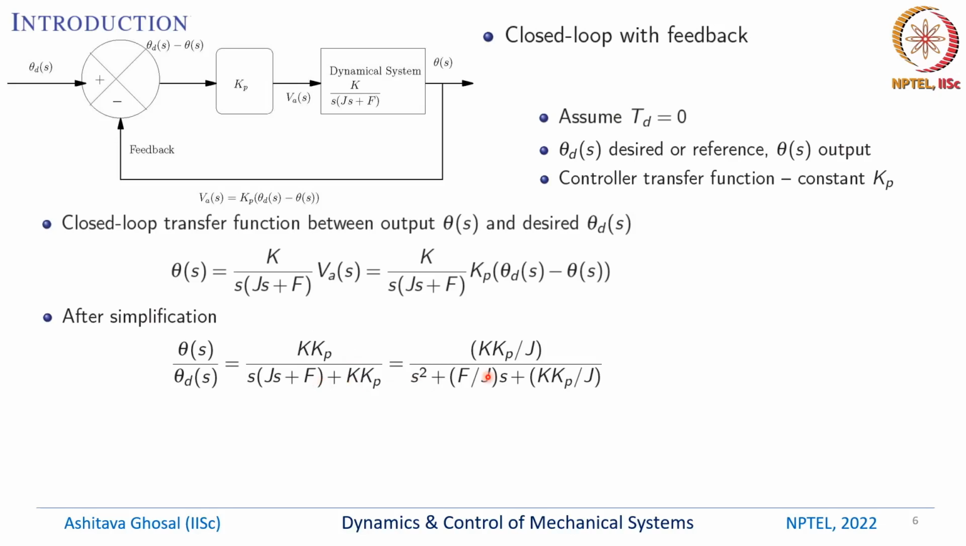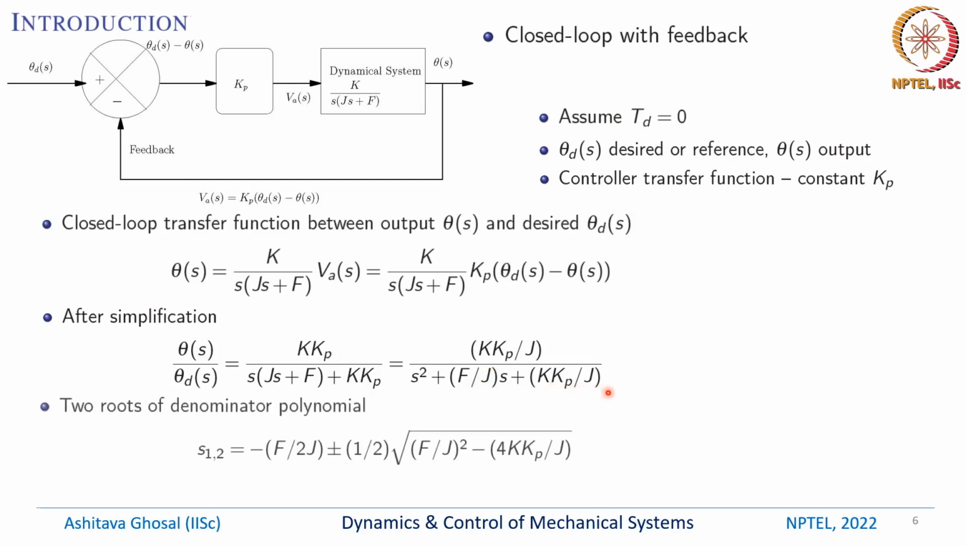This can be further simplified or written in a slightly nicer form. We want the coefficient of the S squared term to be 1. So we can divide the denominator by J and numerator also by J, and we can rewrite the transfer function theta S by theta d of S as (K Kp divided by J) divided by S squared plus (F by J) into S plus K Kp divided by J.